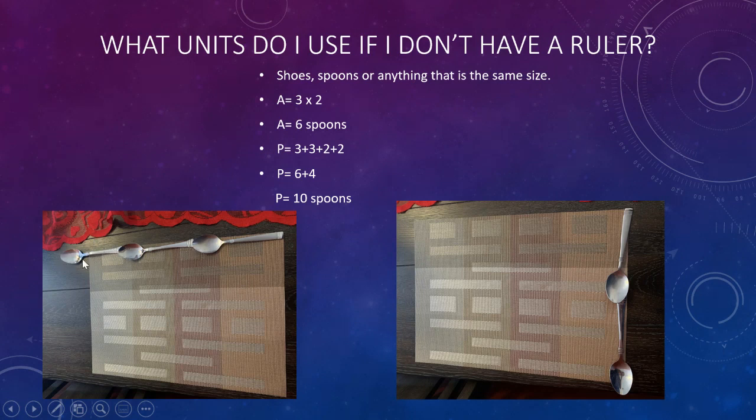So for area, it would be 3 times 2. That would equal 6 spoons. Perimeter, though, would be 3, and then 3 here, and 2, and 2 here. So then it would be 3 plus 3 is 6, plus 2 plus 2 is 4. That would then give me a perimeter of 10 spoons. See how I showed my work, and I also labeled my unit.